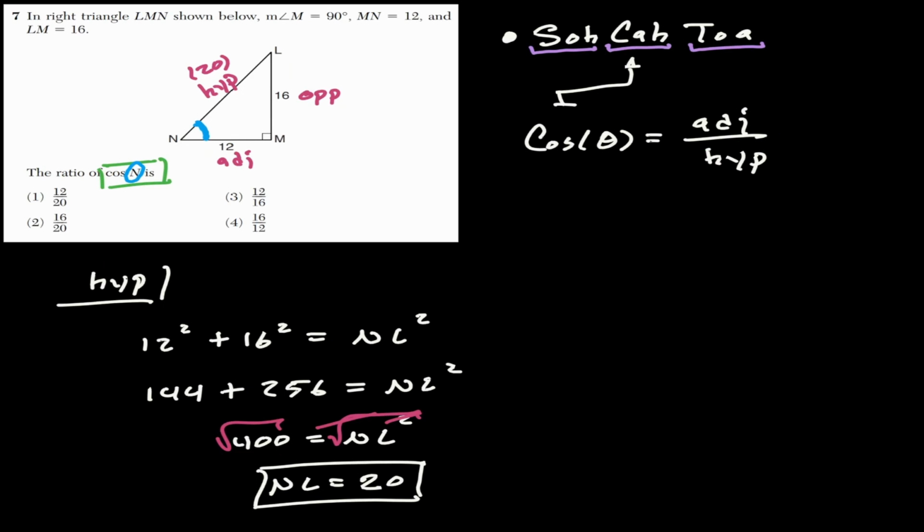So now let's plug in all the information that we know. The cosine of the angle of interest, which in this case is N, is equal to the adjacent, which we found to be 12, over the hypotenuse, which we found to be 20. And notice that that is option number 1. Let's take a look at the next question.